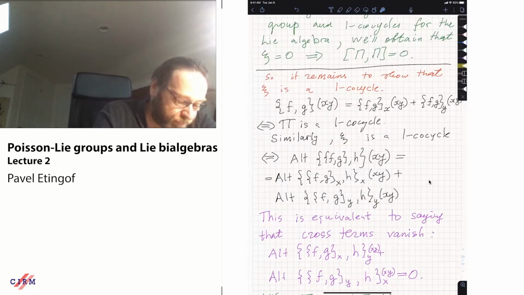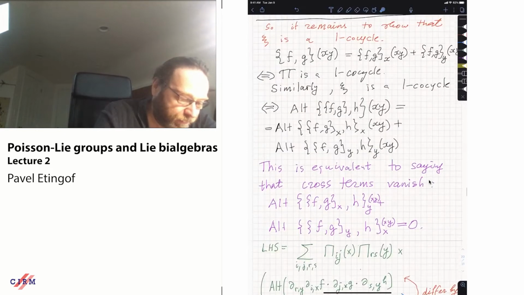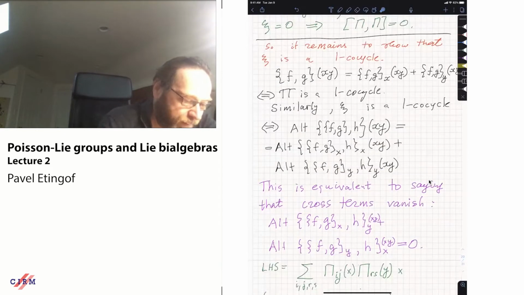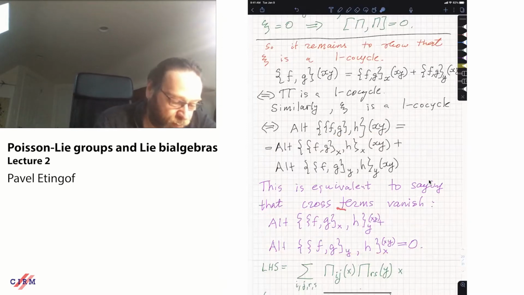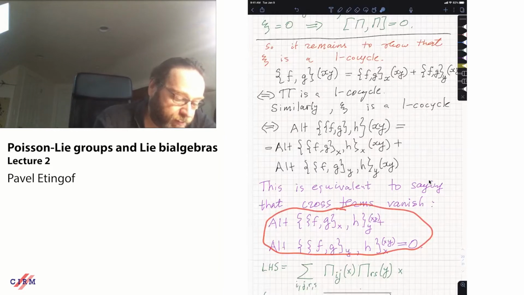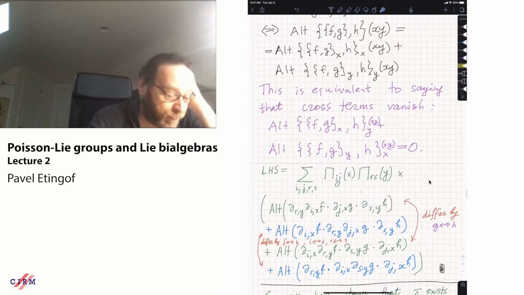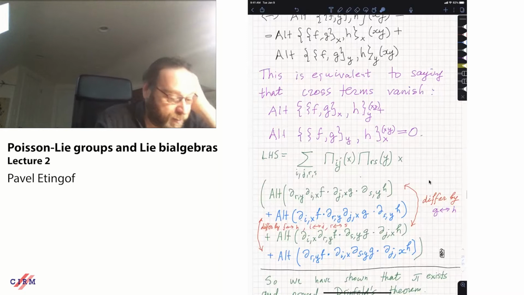Well, if we actually compute this first term, we will get 4 terms. We will get this thing, and we will also get these terms. And so we have to show that these cross terms vanish, the sum of the cross terms. So this is just a computation. So we compute in coordinates.